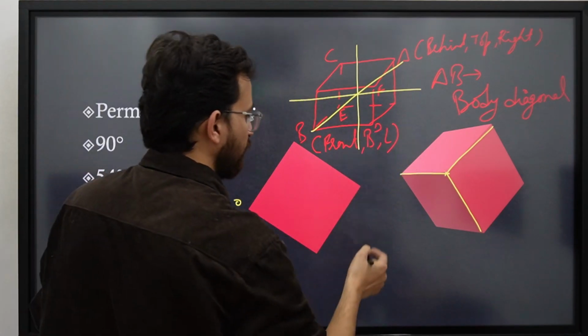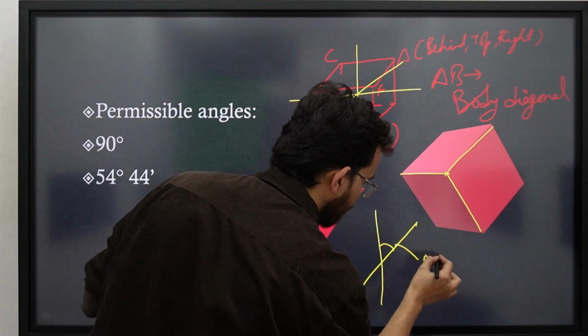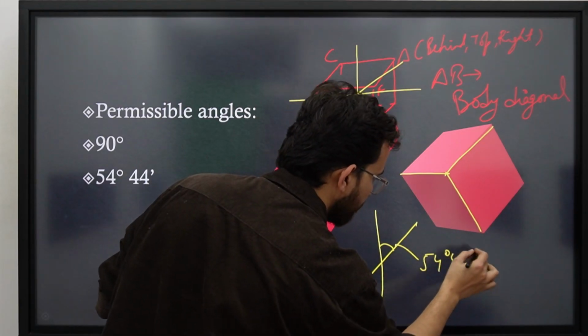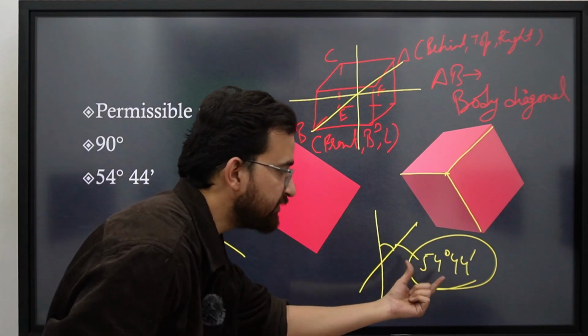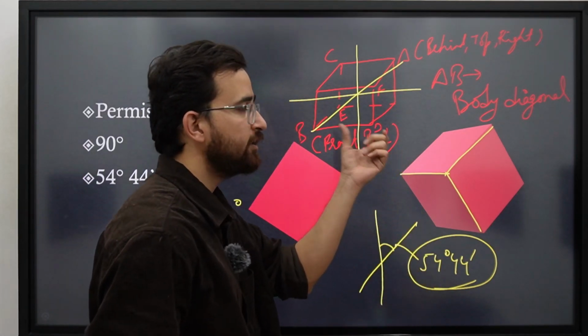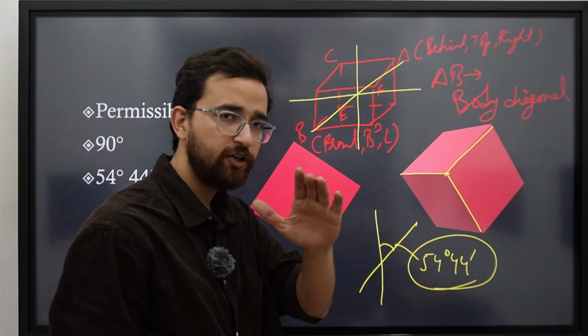Now this body diagonal in cubes is at an angle of 54 degrees 44 minutes. That is why we said that this is a special angle that only exists in the isometric system, which for our cases is represented by a cube.